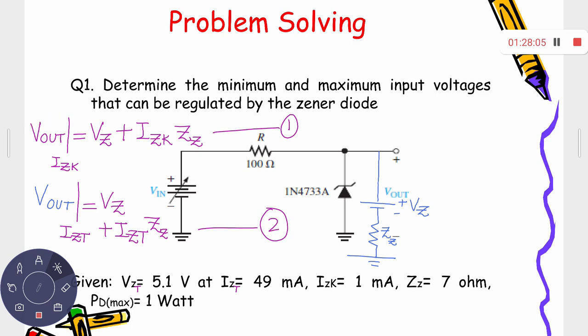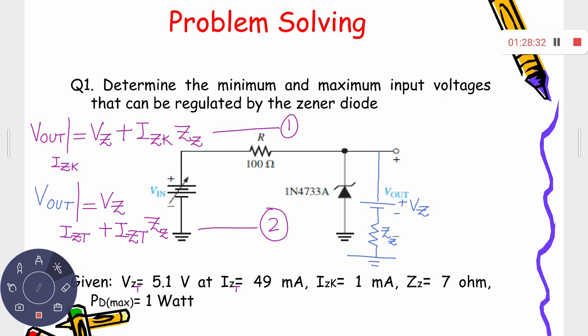Okay? And then what is asked? Determine the minimum and maximum input voltages. So 4.76 is the minimum output voltage. What is the current flowing? 1 milliampere. Yes, we will add. 1 milliampere is flowing through 100 ohms, so 100 ohms into 1 milliampere is 0.1 volt. So 4.76 plus that is 4.86. So that is the minimum input range, 4.86.